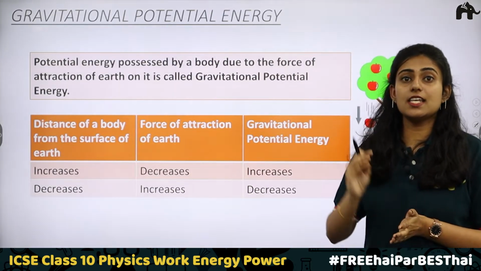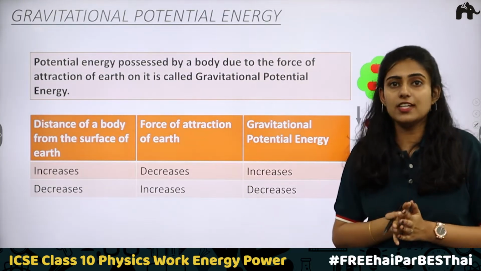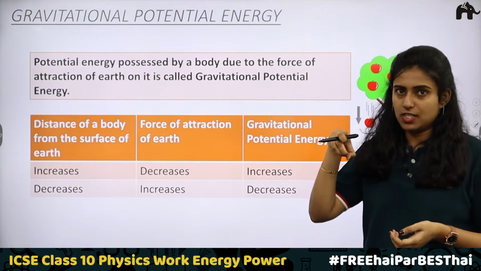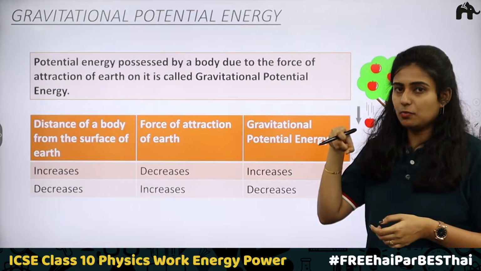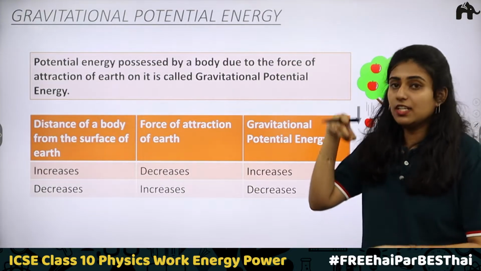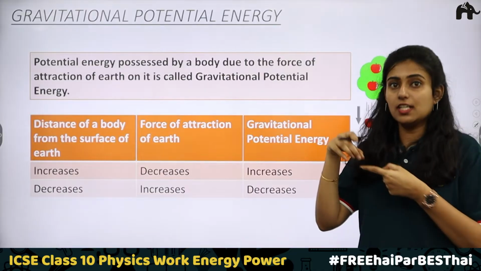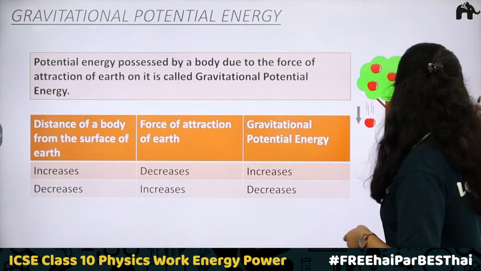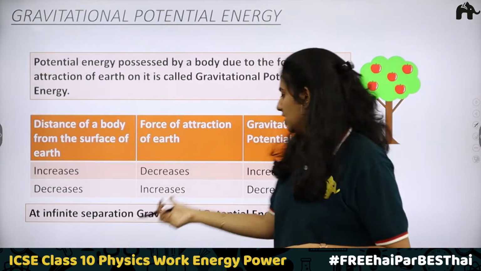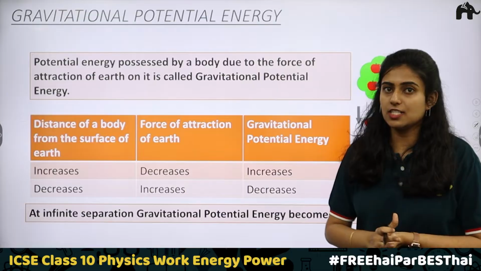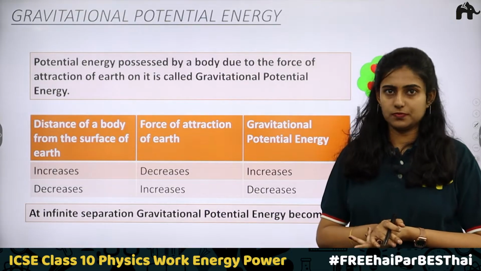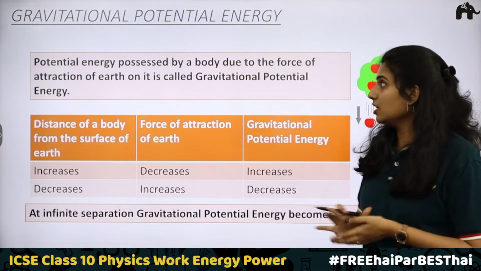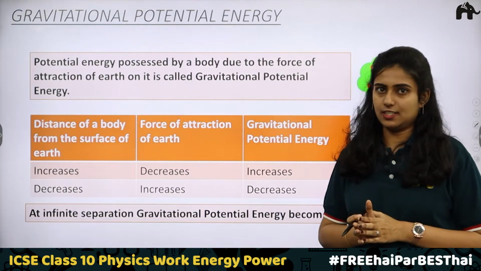Gravitational potential energy is against the force of gravity and it is always taken as negative. If I am lifting an object, what am I doing? Force is acting downwards and I am lifting it. I am applying a force in the opposite direction. Therefore, gravitational potential energy will be negative because they are in opposite directions. Then at infinite separation, gravitational potential energy will become equal to 0. To bring a body from infinity to a particular point, the energy required is what gravitational potential energy is.